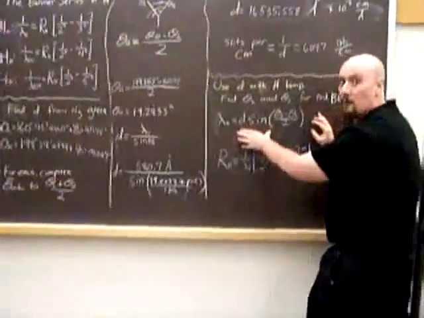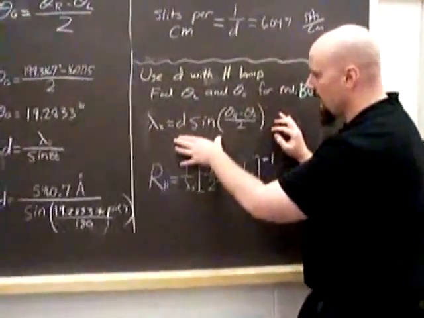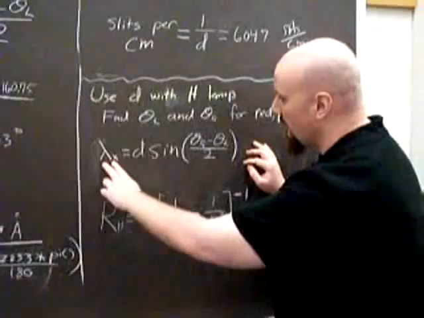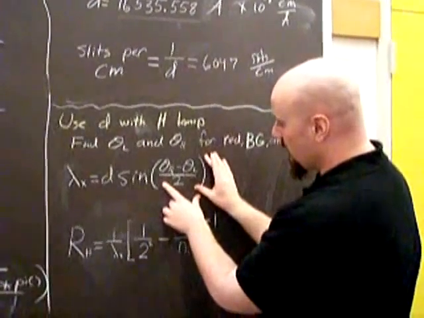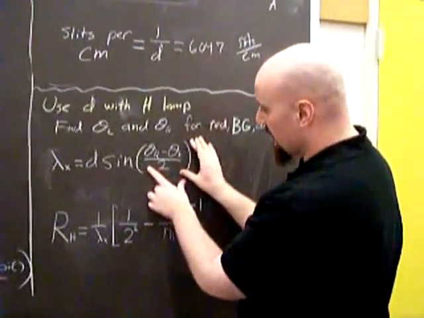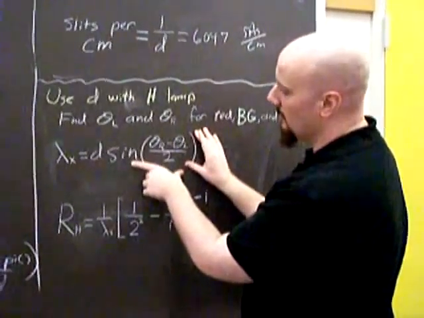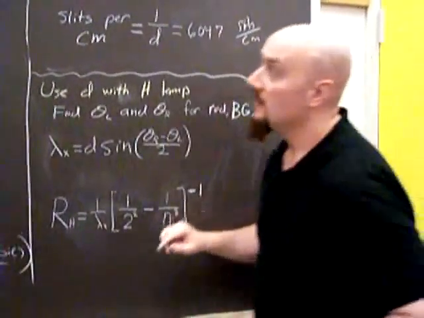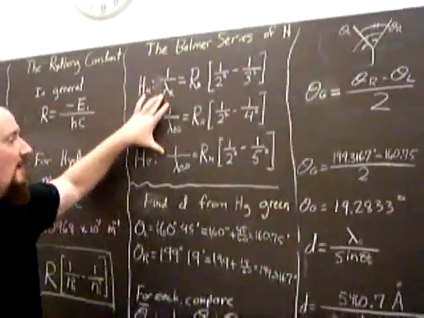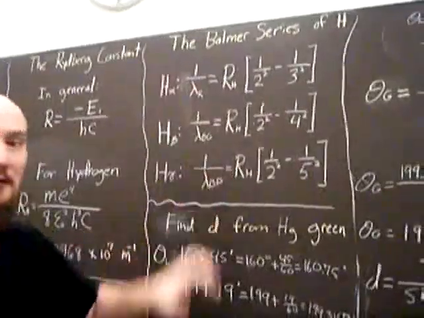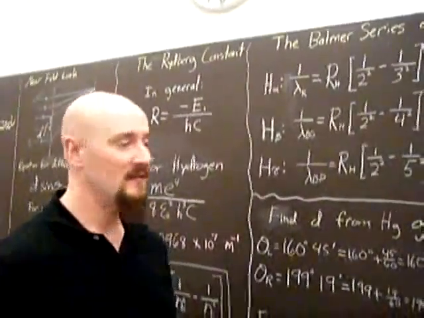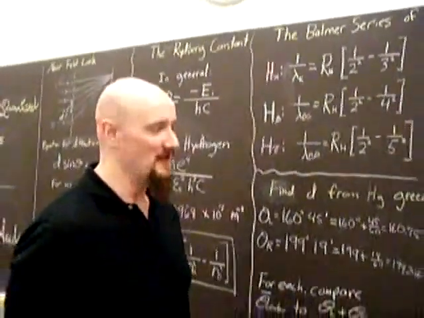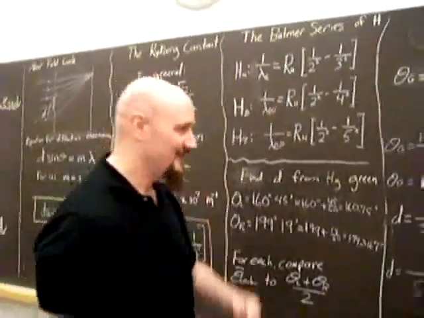And now that we have our data, we can use this to find the wavelengths. So for some general wavelength, we have our D from before, and then once again, the difference in the theta is divided by 2, take the sine of it, make sure you're in radians, and then we have our three wavelengths. And then, once you have the wavelengths, find your three Rydberg constants for hydrogen! Then take the average, and you've done it. Congratulations, you found a universal constant. Goodbye.